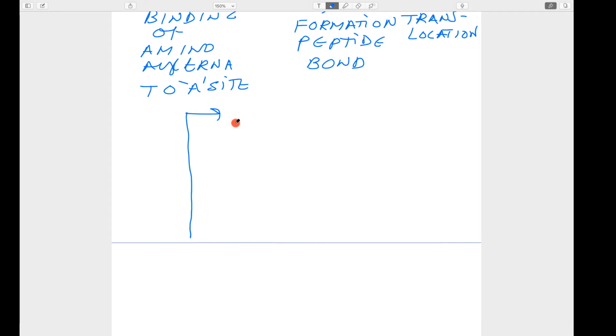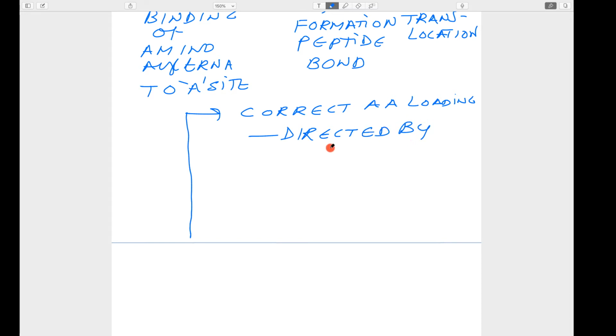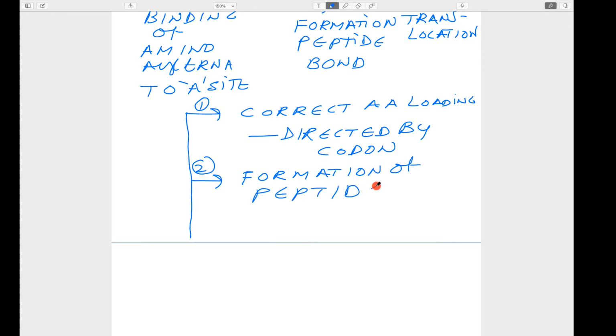The first one is binding of amino acid transfer RNA to the A site. What does it mean? It is amino acid transfer RNA loading. Who directs it? It is directed by the codon. There is a codon-anticodon interaction, through which there will be a correct alignment. The second one is formation of peptide bond. Peptide bond between whom?